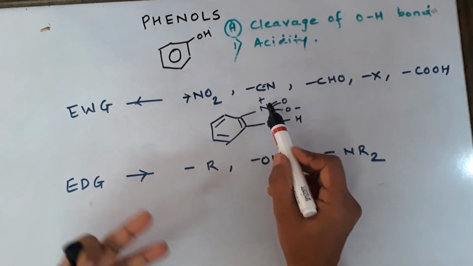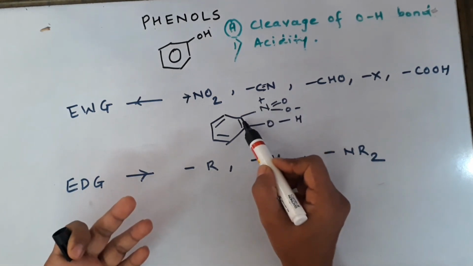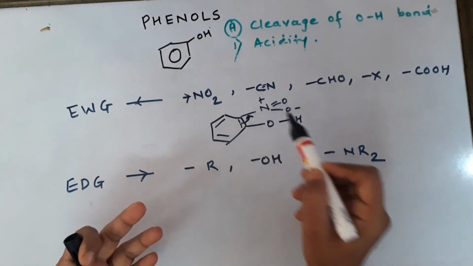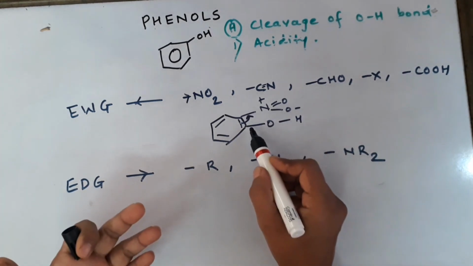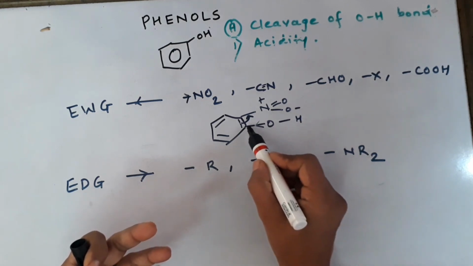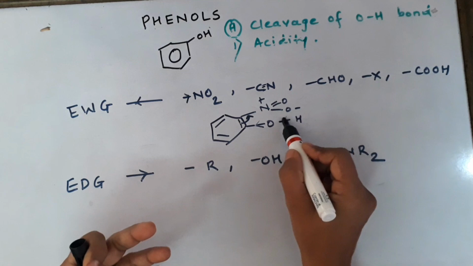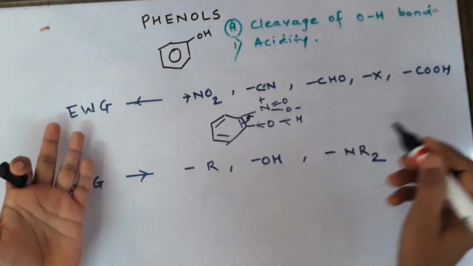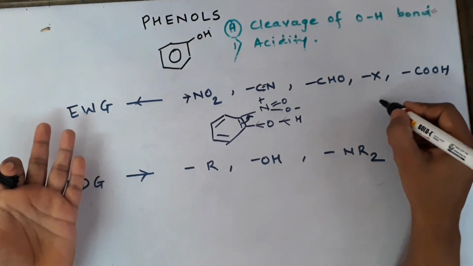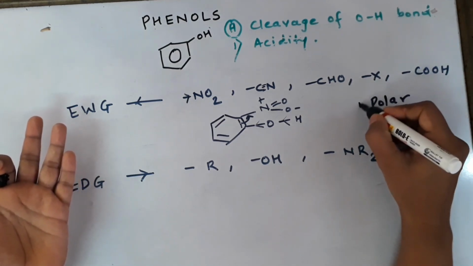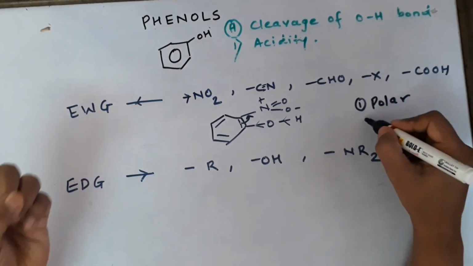Positive means electron deficiency is there, so it is going to pull the electrons of benzene towards itself. When it happens, of course, the oxygen's electrons will also be pulled towards the benzene's carbon, and hydrogen's electrons will also get pulled. So we are going to comment that electron withdrawing groups will help in making the OH bond highly polar, by pulling the electrons, first point.